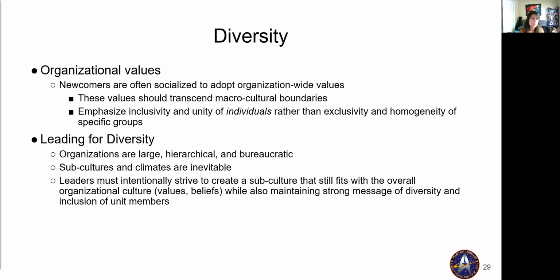It's inevitable that there are going to be some subcultures and subgroups that come out of your organization. You're going to see some differences in teams and departments just because of the way organizations are structured naturally. But leaders of different groups should strive to create whatever subculture best fits with their group and specifically with their organizational culture, while also maintaining the inclusion of different members of the unit.